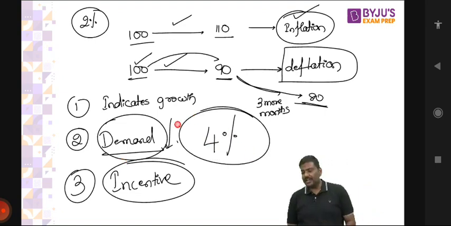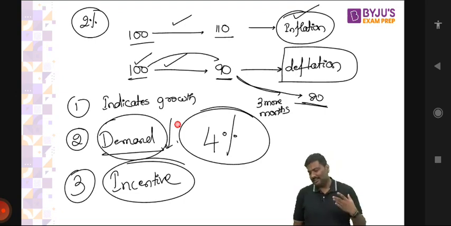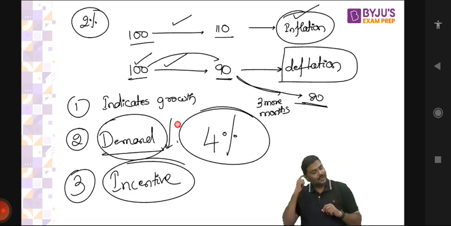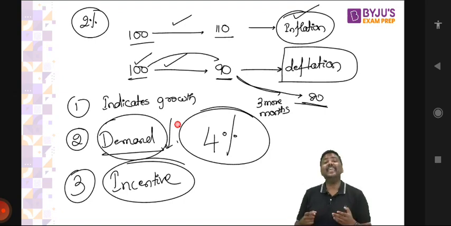So again, I'll repeat it. Follow this. One, inflation is there means it is an indicator of growth in the economy. So why is it an indicator, my dear?